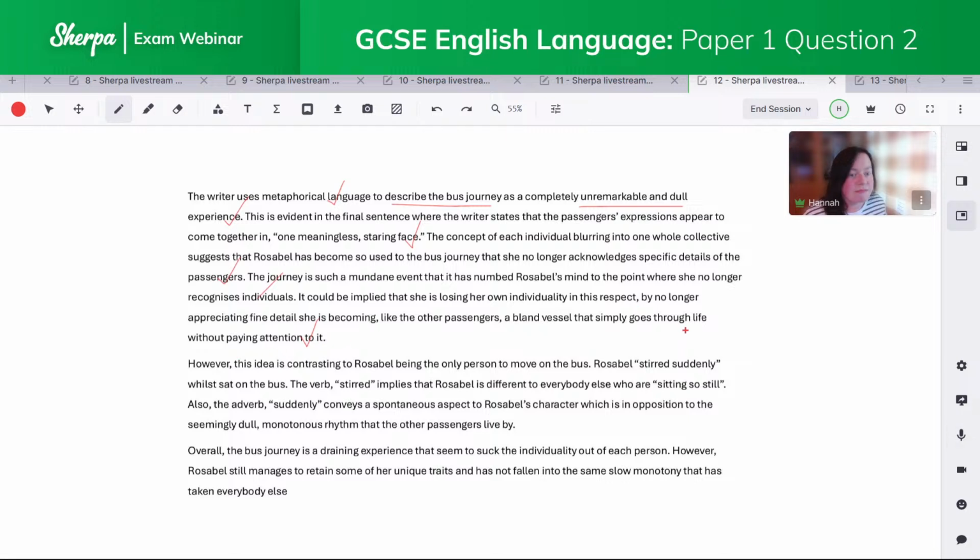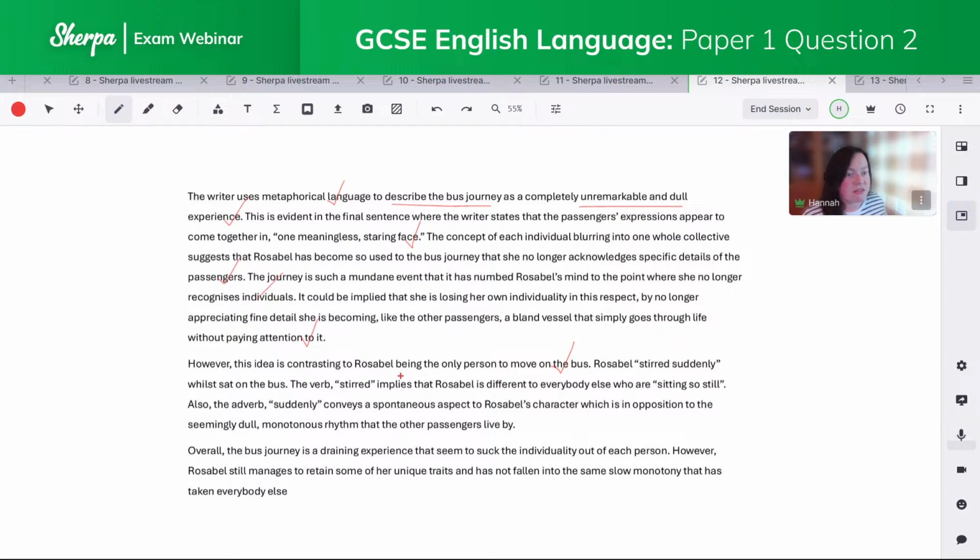What we've got here, if you remember, I mentioned earlier about alternative interpretations. We've got an example of that here. So, however, this idea is contrasting to Rosabelle being the only person to move on the bus. So we've said how she seems to be just another one of the people, kind of bored, going home on the bus. But she is the only one to move. That is a clear point.